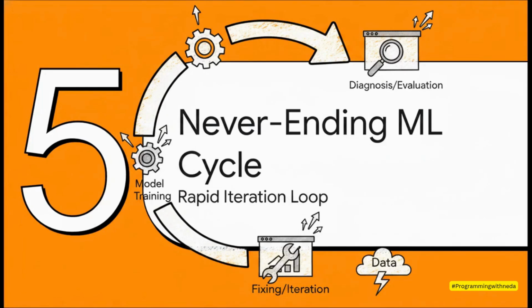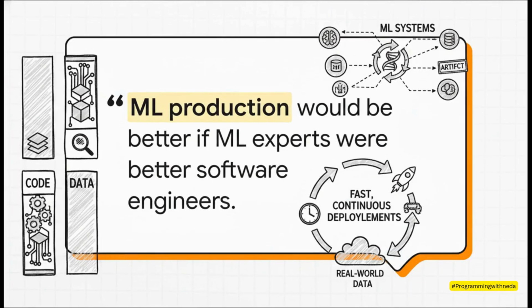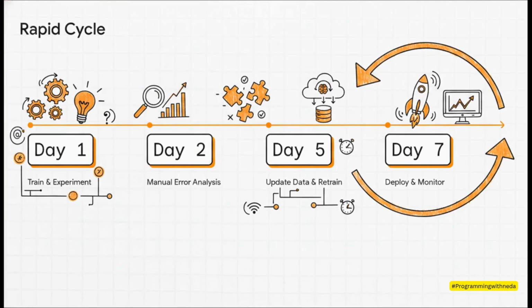And finally, we arrive at Section 5, the never-ending ML cycle. Let's wrap up this workshop by zooming out to look at the big picture of rapid iteration. I really want to highlight this quote directly from our sources because it hits the nail on the head. ML production would be a much better place if ML experts were better software engineers. See, in traditional software engineering, code and data are strictly separated. But machine learning systems, they're a totally different beast. They are part code, part data, and part completely new artifacts generated from both. Because real-world data is constantly shifting and evolving, your ML systems require incredibly fast, continuous deployments just to survive out there. Check out how this builds into a continuous rapid cycle.